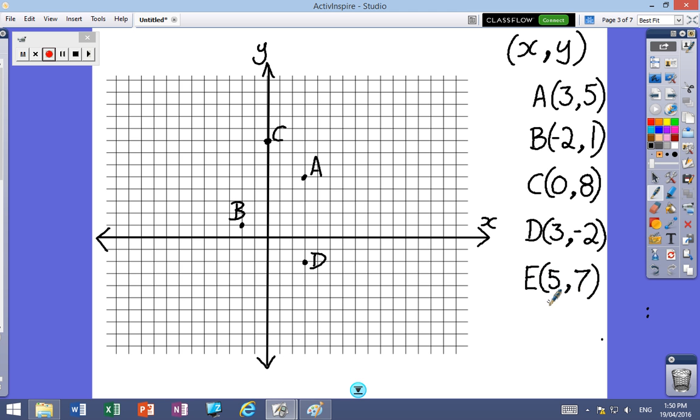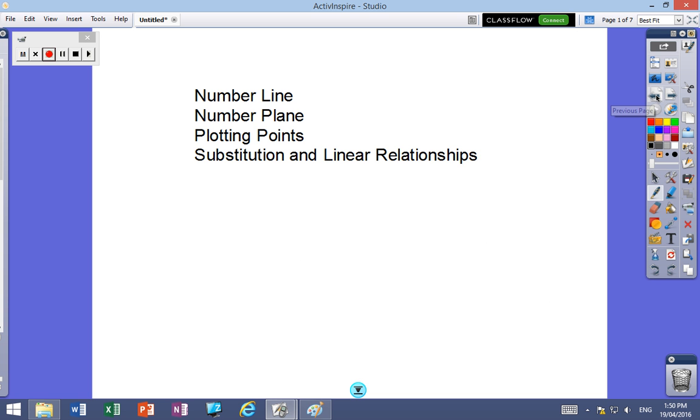Notice how it always is left and right and then up and down. So right by 5. 1, 2, 3, 4, 5. And then up by 7. 1, 2, 3, 4, 5, 6, 7. Okay, good so far. That's E. Okay, so what have we looked at so far? We've looked at the number line, the number plane, and plotting points.